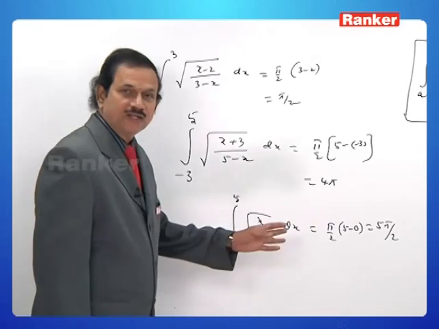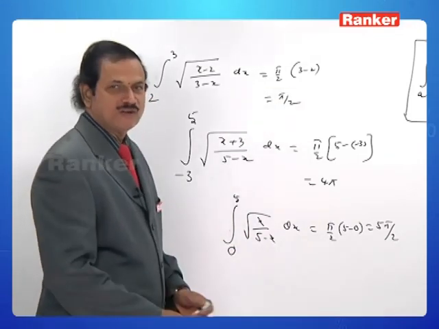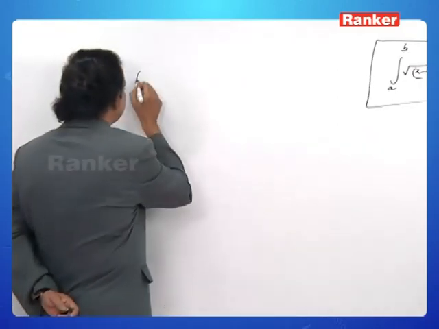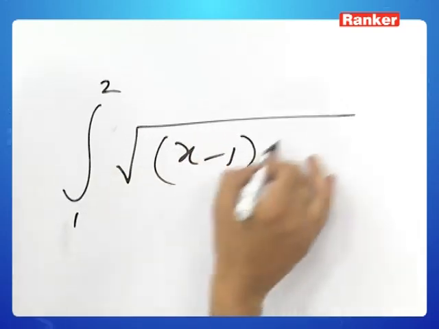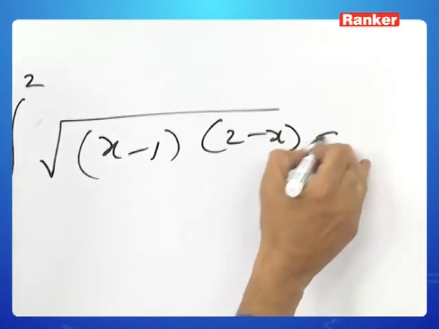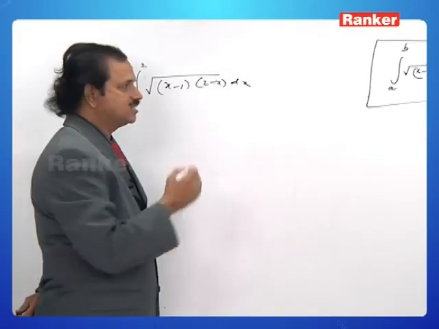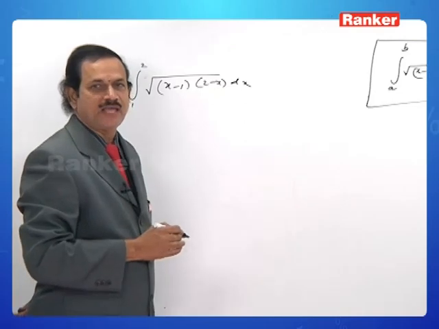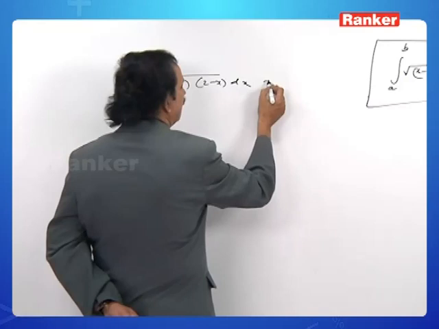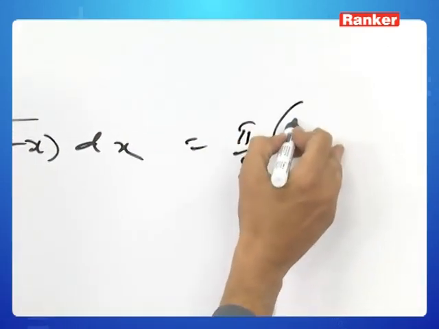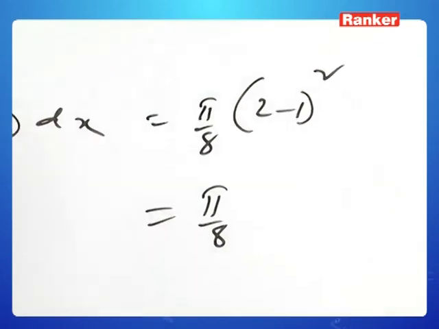This is the nature of that formula. Let us now concentrate on another formula. Integral 1 to 2 of square root of (x minus 1) into (2 minus x). Answer please. It is very clear to observe that it is in the standard form. In the place of a we have 1, in the place of b we have 2. So the answer is pi by 8 into (b minus a) whole square. Hence the answer is pi by 8.